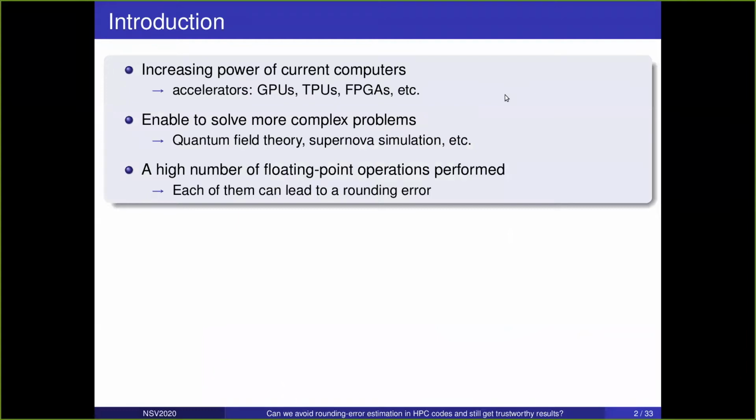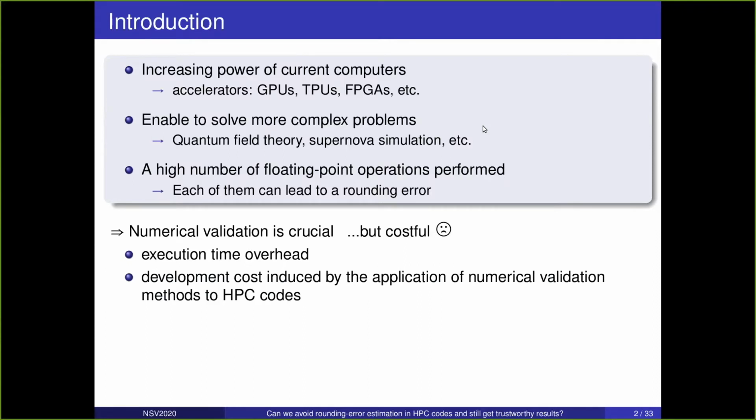So, as you know, the power of current computers tends to increase, and accelerators such as GPUs, TPUs, FPGAs contribute to this power. That enables us to solve more and more complex problems. But a high number of floating point operations are performed, and each of them can lead to a rounding error. So there's a need for numerical validation, but the drawback is that existing numerical validation methods are costly.